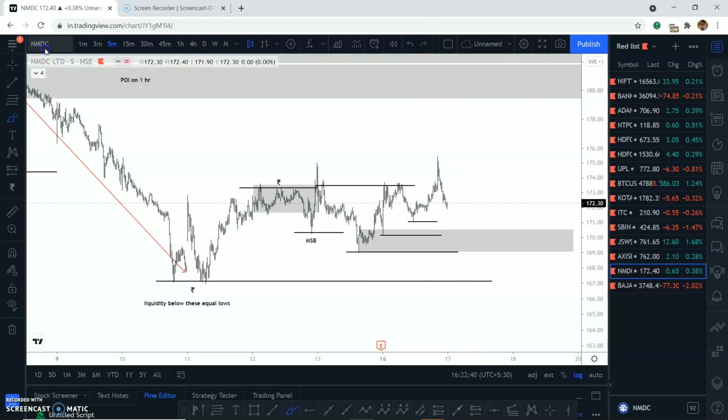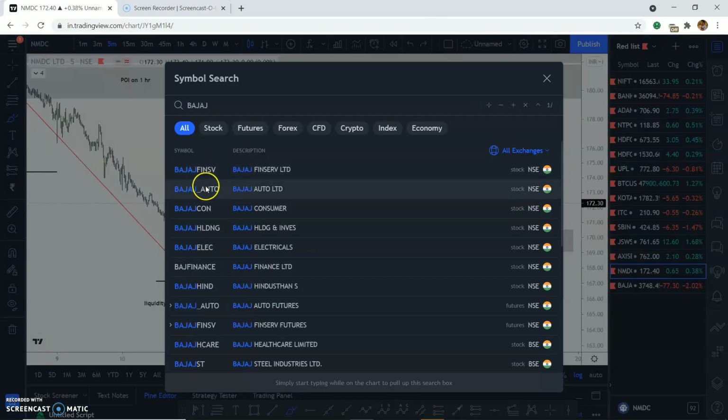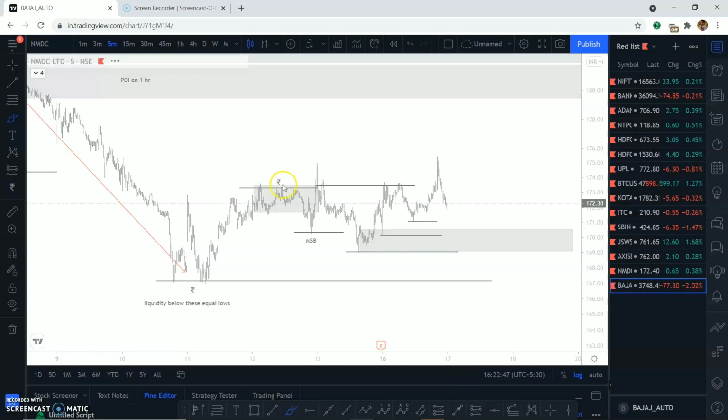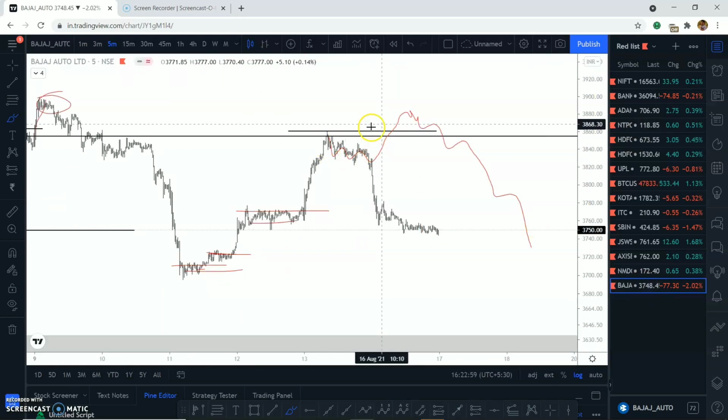All right, and then the other trade that we had discussed yesterday was Bajaj Auto. But did I take any trades in that? No, because I didn't get any opportunity. So I'll just wait for the Bajaj Auto chart to open up. All right, so yes, if you see, guys, here, this is what we were expecting.